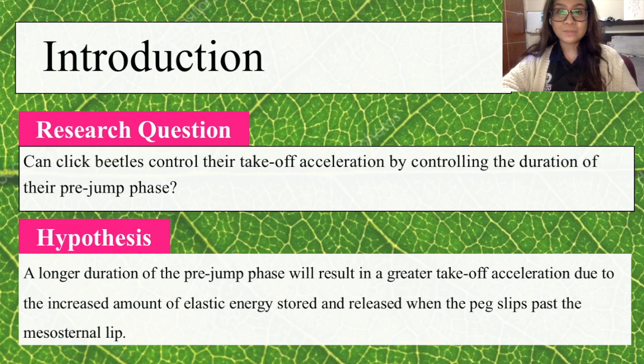So it is for this reason why I decided to conduct my experiment. I wanted to investigate whether the click beetles can in fact control their takeoff acceleration by controlling the duration of their pre-jump phase. And I hypothesized that a longer duration of the pre-jump phase will result in a greater takeoff acceleration due to the increased amount of elastic energy stored and released when the peg slips past the mesosternal lip.